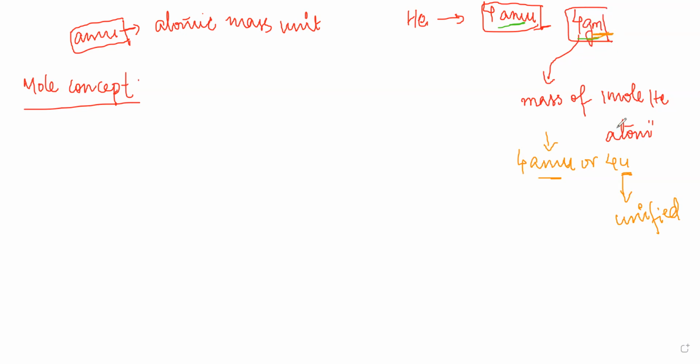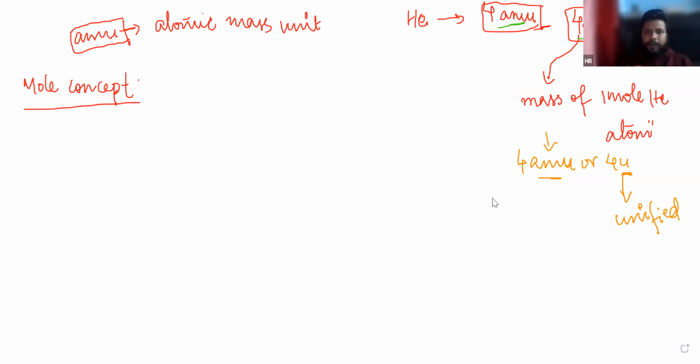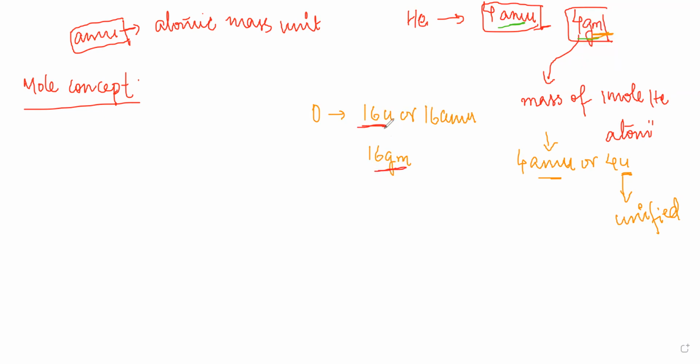Yes, sir. U means 1/12th of the mass of the carbon-12 isotope. Got it. What is the difference if I'm writing the mass of oxygen as 16 U or AMU, whatever you want to write, or if I'm writing 16 gram? What is the difference between these two? 16 U is the atomic mass of one atom, sir, and 16 grams is the atomic mass of 1 mole of atoms, sir.